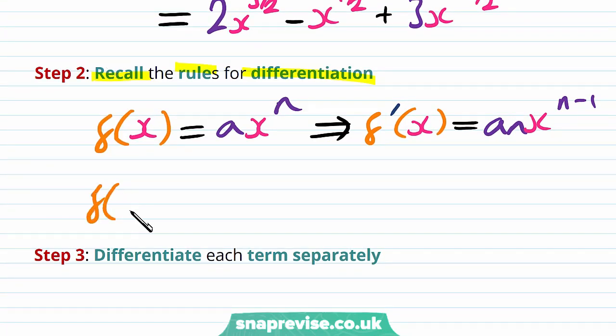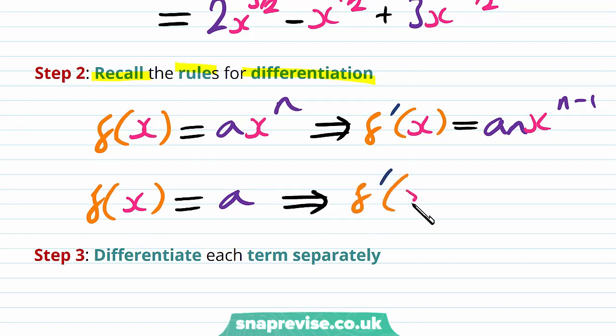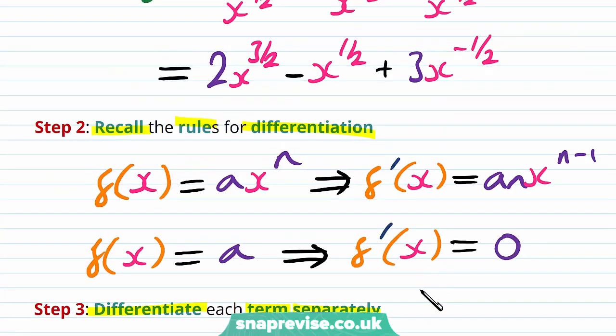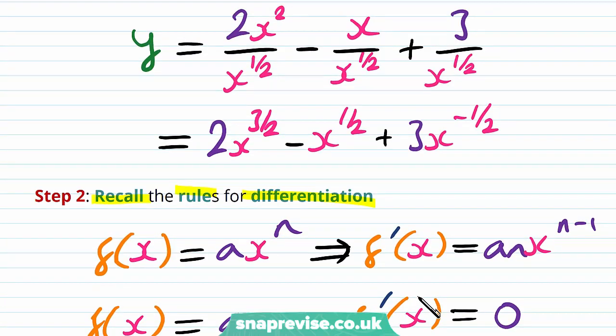Similarly, if we have f of x is just a constant a, then if we end up differentiating it, we just get 0. So f prime of x is equal to 0. Our third step is to differentiate each term separately. All we need to do is to take our equation for y, which is 2x to the power of 3 over 2 minus x to the power of 1/2 plus 3x to the power of minus 1/2, and differentiate each term separately and add up the results to give our derivative dy by dx.